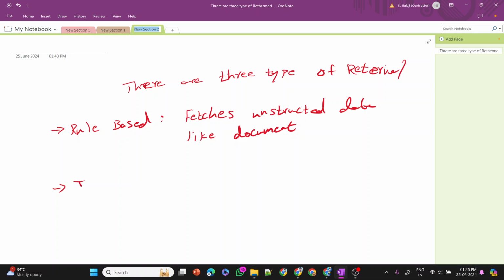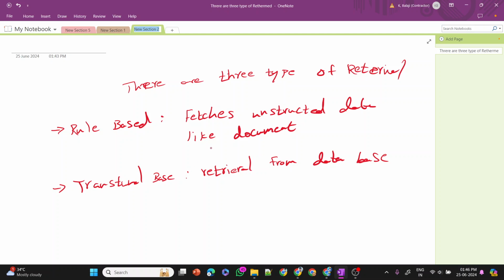Another one is transactional based. That means the data is stored in a database, and the retrieval happens from the database. The data is retrieved from the database. That is called transaction based. The LLM will retrieve the data from the database. That means transaction based retrieval.